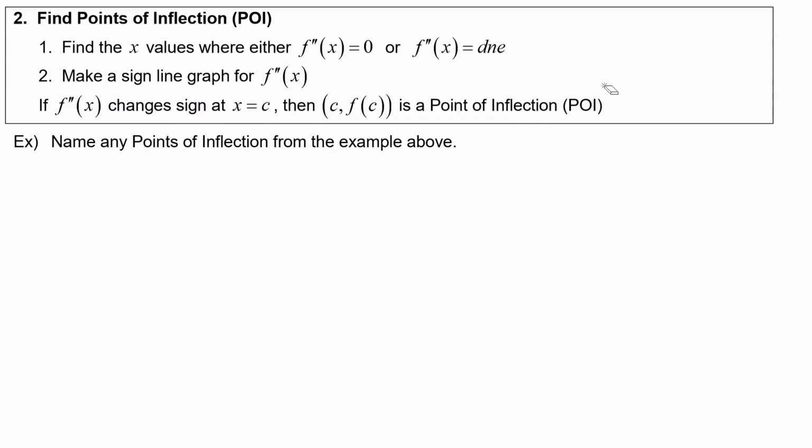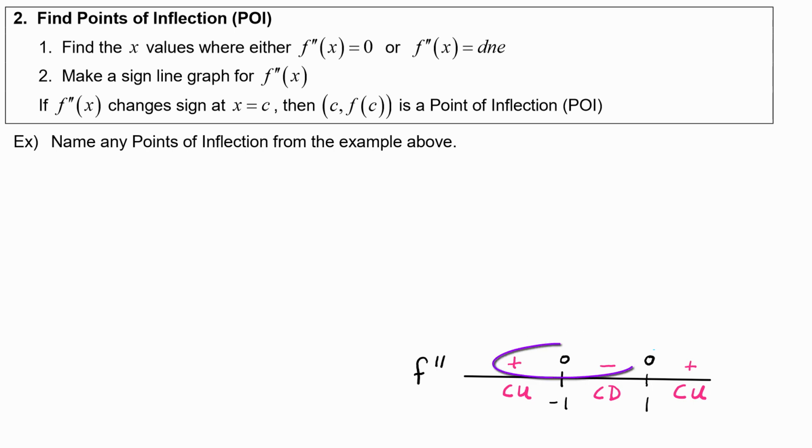Now, in the example above, we had already made our sign line graph. So let's take a look at that. We can see that f double prime changes sign right here from positive to negative. So that is going to be a point of inflection. It also changes sign over here from negative to positive. So that will be a point of inflection as well.